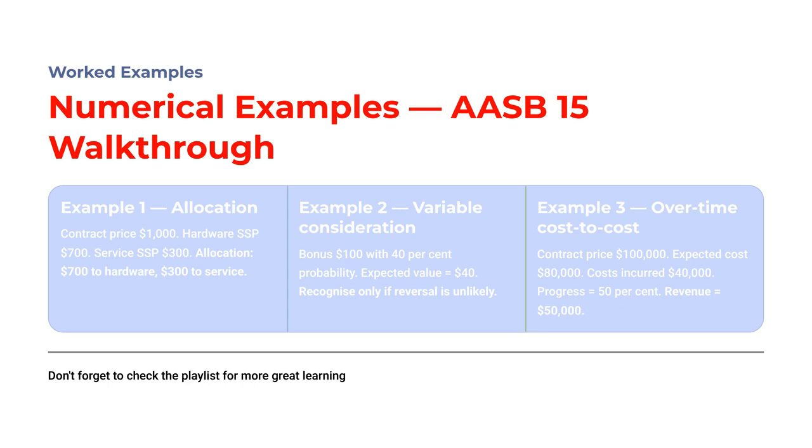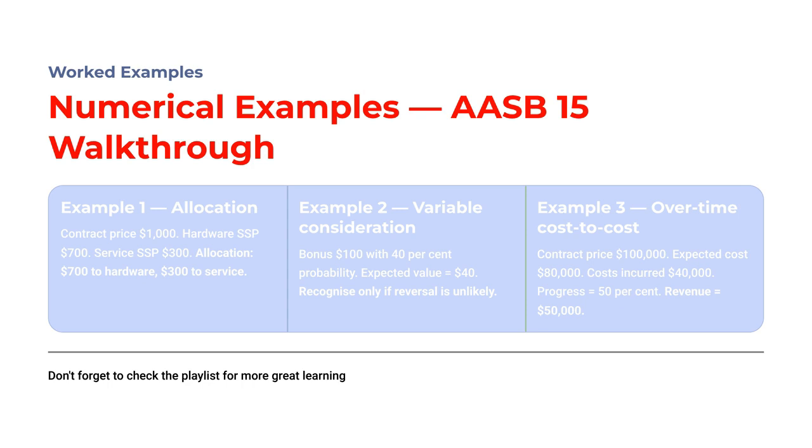Numerical examples. AASB 15 walkthrough. Example 1. Allocation. Contract price $1,000. Hardware SSP $700. Service SSP $300. Allocation: $700 to hardware, $300 to service. Example 2. Variable consideration. Bonus $100 with 40% probability. Expected value equals $40. Recognize only if reversal is unlikely.